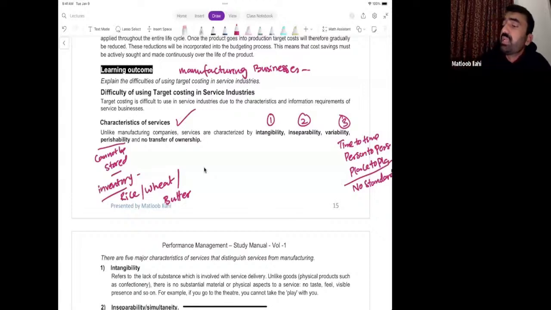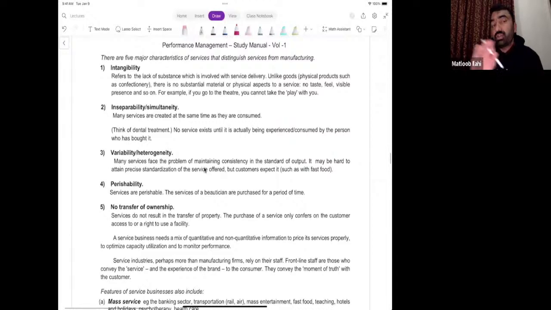And number five, transfer of ownership. In manufactured products, when I buy this pen, the ownership is transferred from the manufacturer to the purchaser, the customer. But in services, the ownership is not transferred. Only the service is provided, but the ownership of the service remains with the provider. So these are very interesting features that distinguish services from manufactured products.